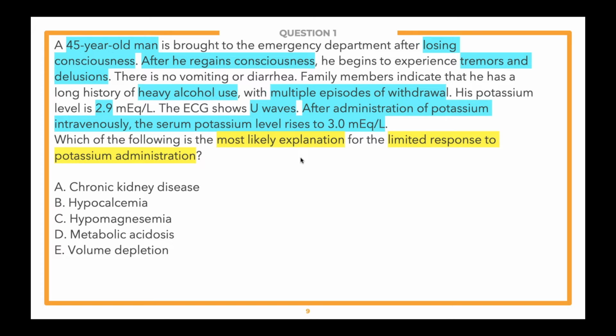Answer choice E, volume depletion. D, metabolic acidosis. C, hypomagnesemia. B, hypocalcemia. And A, chronic kidney disease. So we're going to go ahead and open up that poll. Go ahead and select what you think is the best answer here, and we'll talk about it in just a few seconds.